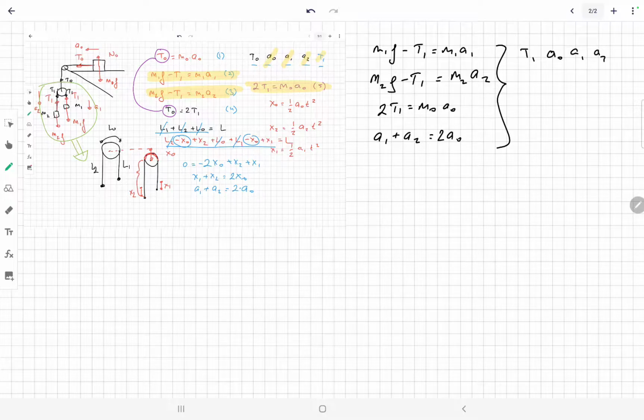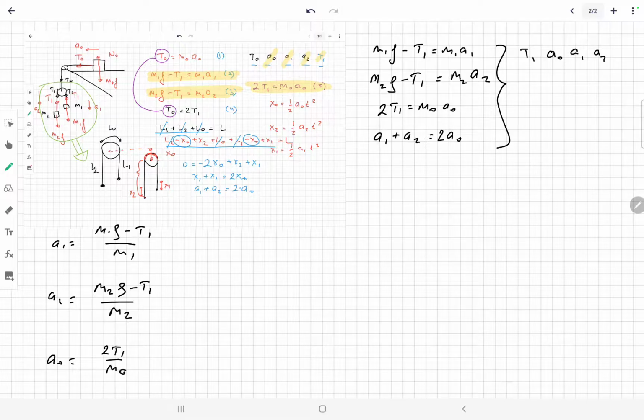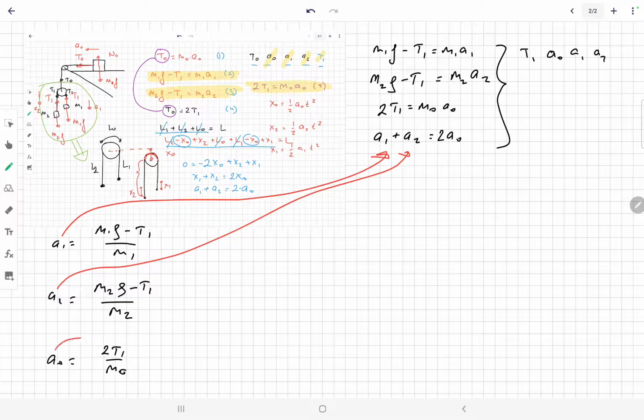So let me do it in this way. From equation number 1, let me take a1. So a1 equal to m1g minus t1 over m1. This is a1. a2 from the second equation, m2g minus t1 divided by m2. And from the third equation, a0 equal to 2t1 over m0. So I will use all these 3 expressions in the last equation. So basically, a1 comes here, a2 comes here, and a0.